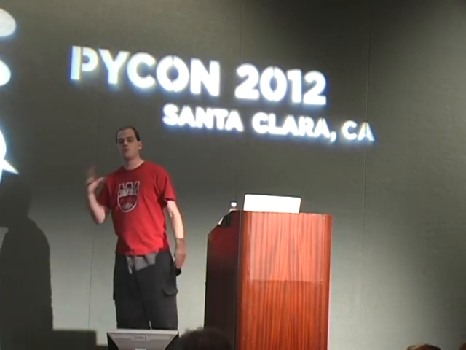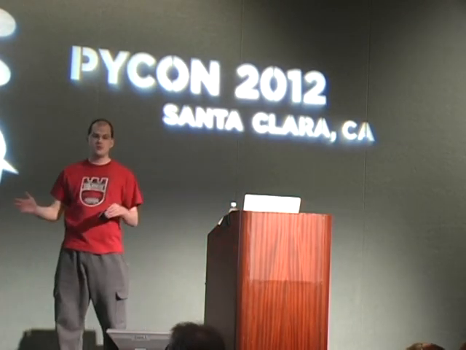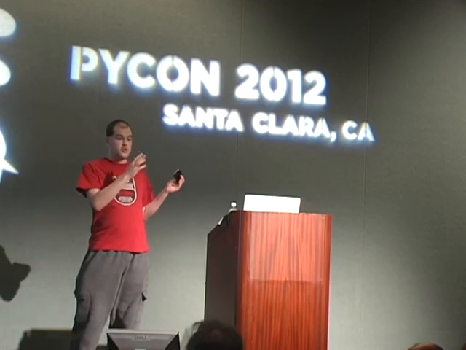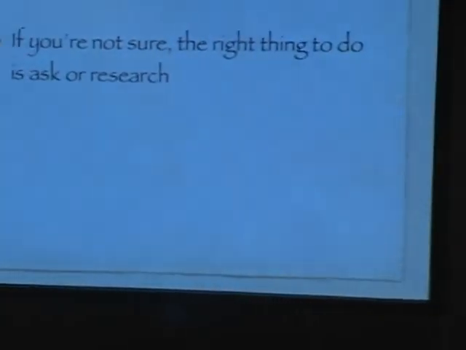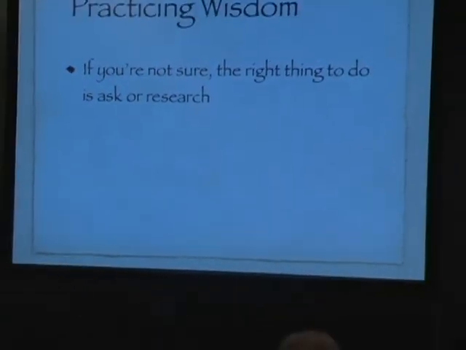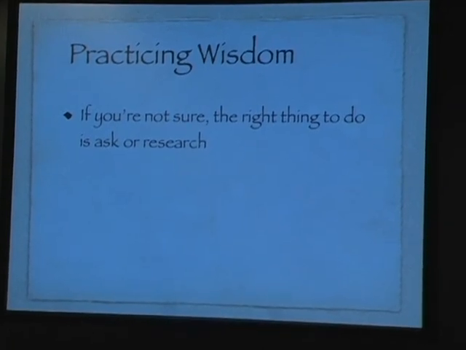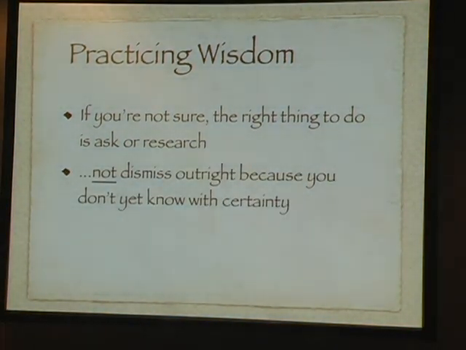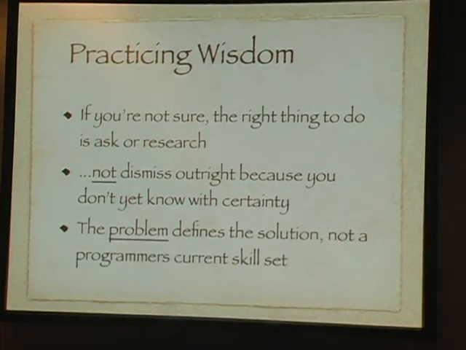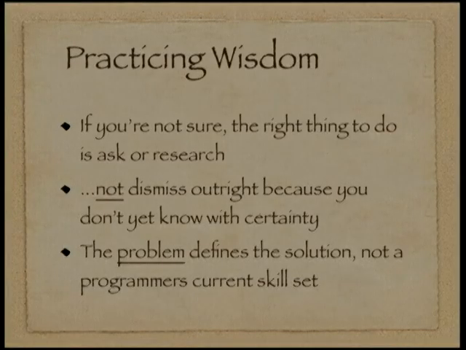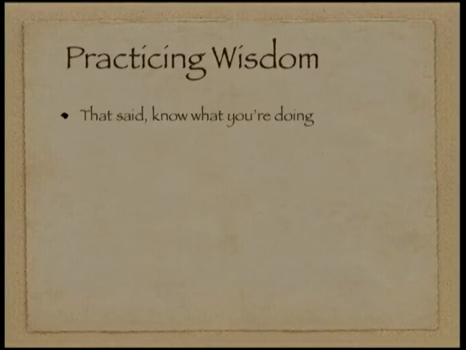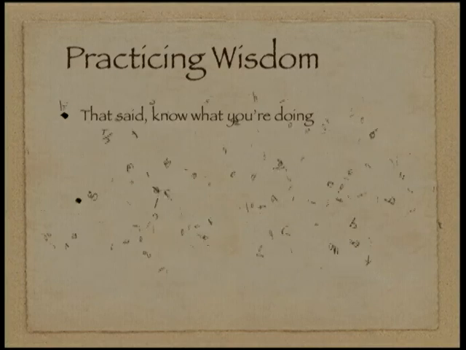If you're not sure, the right thing to do is to ask. The right thing to do is to do more research, to take the basis of this discussion of understanding the relationship between instances and classes, and the relationship between classes and metaclasses, which is the same relationship, and continue on to figure out how you can use that to fit your particular use case. But don't dismiss it outright just because you don't yet know with certainty. The problem that you're trying to solve should always be what defines your solution, not your current skill set.